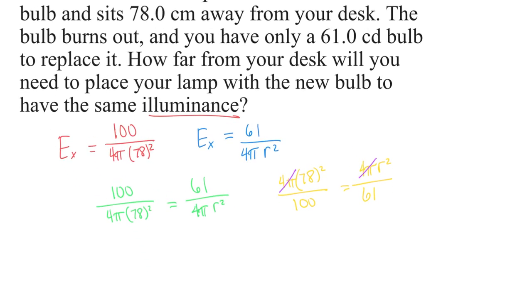Then I only have to worry about moving that 61. So I'm going to multiply both sides by 61. I end up with 61 times the 78 squared over 100 equals the r squared. Notice it is r squared, so at the very end of this, or somewhere in your calculator, you're going to have to do what? Square root it. And so it's going to end up looking like that. That's how far away that lamp needs to be to illuminate the same.